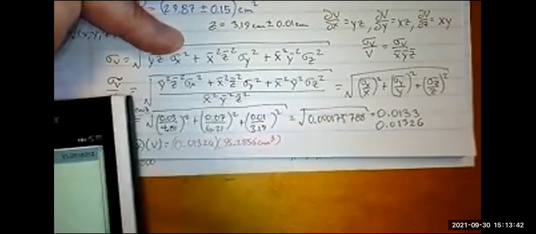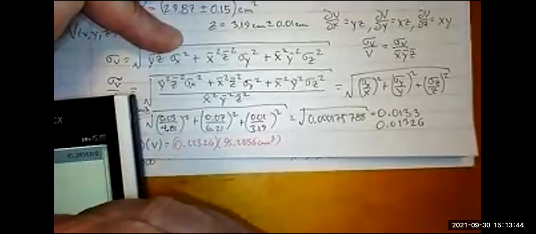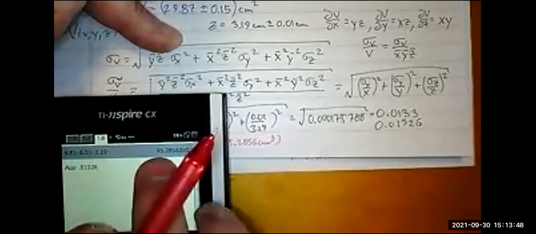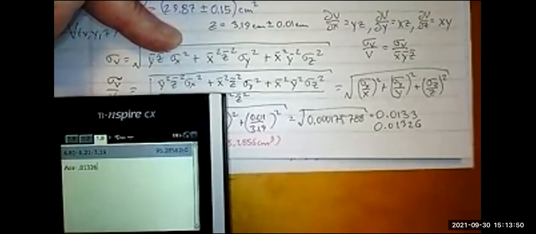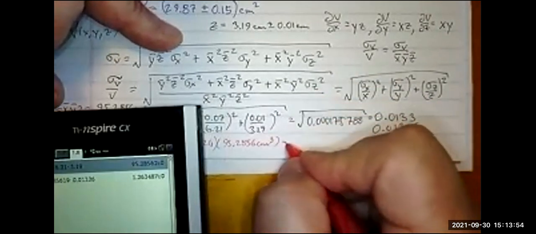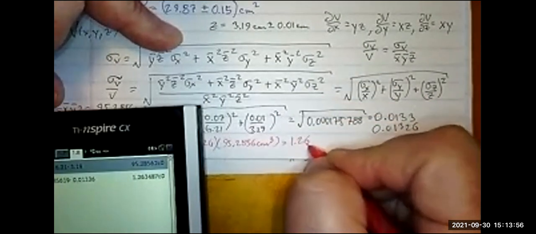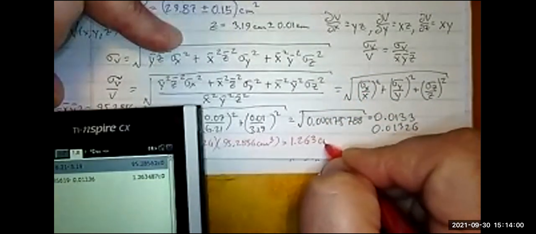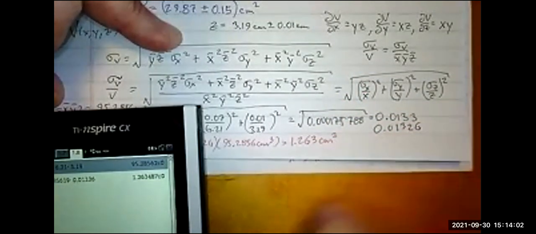So I did that answer times 0.01326. You can't see that there. I did that answer times 0.01326, and that should give me 1.263 cubic centimeters as my uncertainty in V.